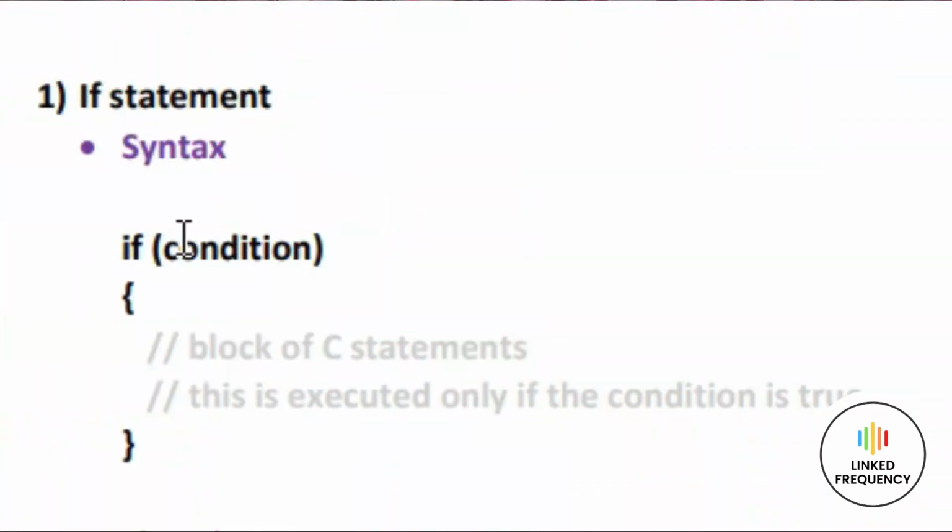The if statement syntax has if and a condition. If the condition is satisfied, then the code inside the block will be executed, or else it moves to the next statement. So in short, if the expression evaluated is true, then the if block statement will be executed. If the expression evaluated is false, then the control is shifted to the next statement of the program.